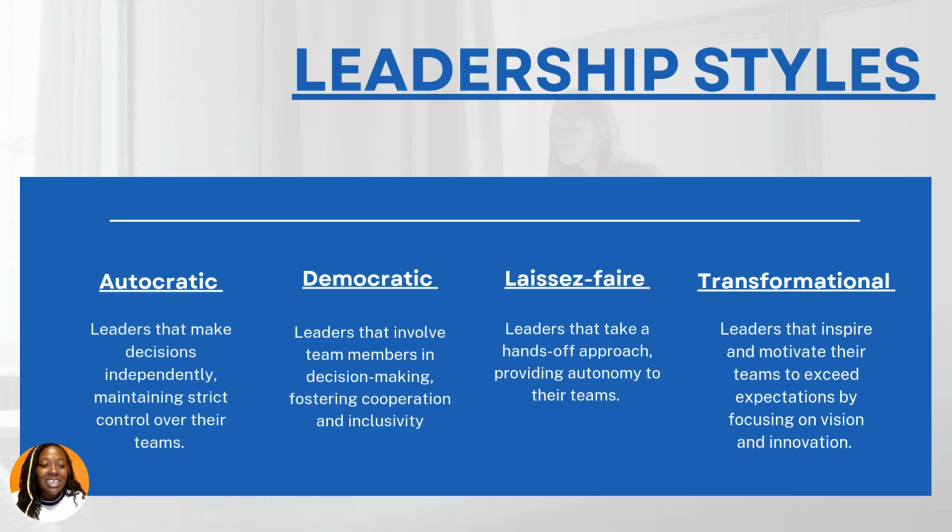Now, autocratic leaders are leaders that make decisions independently, maintaining strict control over their teams, and democratic leaders are leaders that involve team members in decision making, fostering cooperation and inclusivity. Laissez-faire leaders are leaders that take a hands-off approach, providing autonomy to their teams, and transformational leaders are leaders that inspire and motivate their teams to exceed expectations by focusing on vision and innovation.